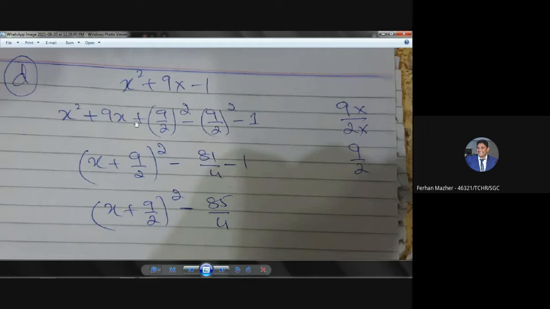So these first three terms, this will become x, because here I have a plus sign, here I will have a plus sign. 9 by 2 whole square minus, this becomes 81 by 4 minus 1. So this bracket will remain as it is, x plus 9 by 2 whole square, and minus 81 by 4 minus 1. If you know the addition and subtraction of fractions, I will take the LCM, or in other words, I will make the denominator same, and the final answer will be minus 85 by 4.